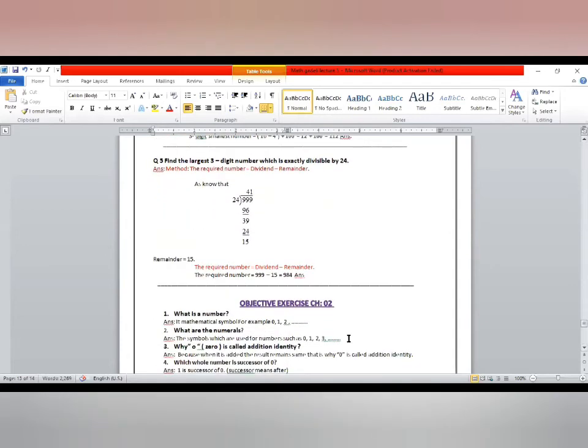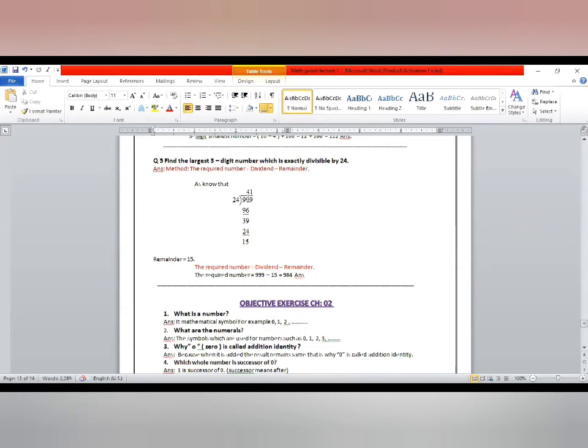Similarly, dear students, we have question number 5. Find the largest 3-digit number which is exactly divisible by 24. Here I have mentioned the step. Required number, that will be the largest 3-digit number which is exactly divisible by 24, is equal to the dividend minus remainder.